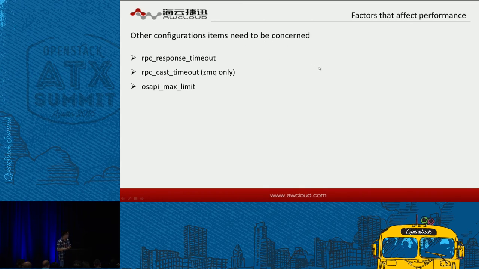Okay. Well, if you run a larger OpenStack environment, there are some other configuration items that need to be considered. You must increase the RPC response timeout, and if you use ZeroMQ, the RPC cast timeout also needs to be increased. And if your cluster has more than 1,000 volumes, you also must increase osapi_max_limit. This value limits how many volumes will be returned to a Cinder list request. The default value is 1,000.